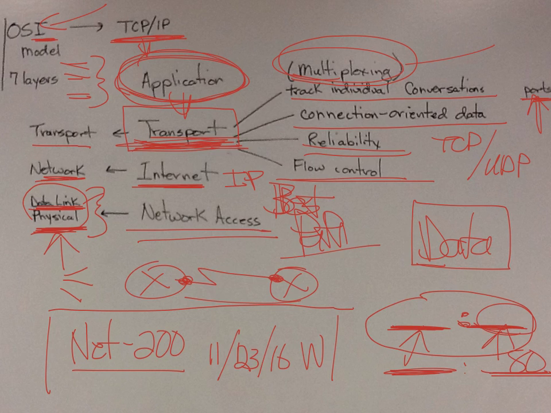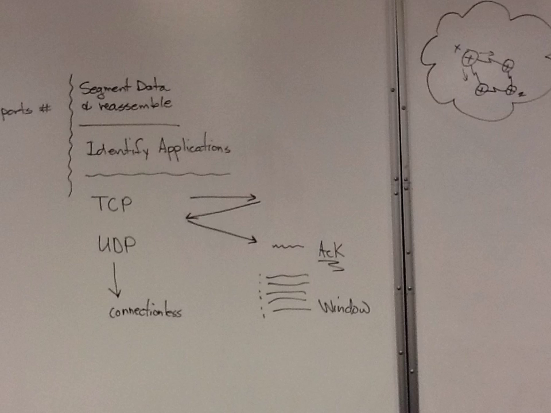And I got one other slide. The transport layer will create a segment and reassemble it on the other side. If you have a lot of data, then it'll create lots of segments and put them back in order when they get to the other end, if you want it to do that. It'll identify the applications, you can assign port numbers to those, and it can manage flow.